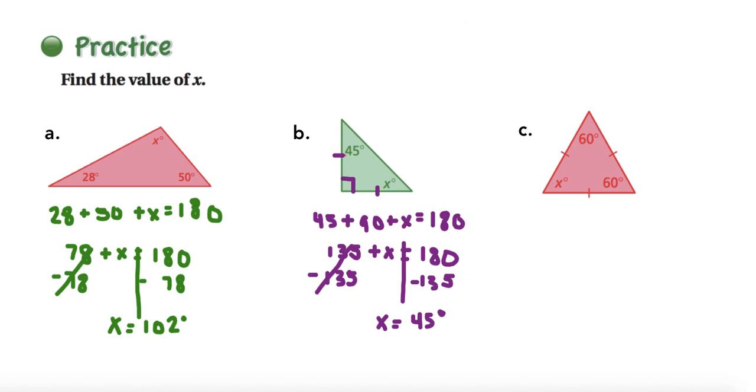Let's look at our third example. Here we have the angles 60 and 60 degrees. So I can write my equation as 60 plus 60 plus x is equal to 180 degrees. To simplify my problem, I'm going to combine 60 plus 60, which is 120, plus x is equal to 180.